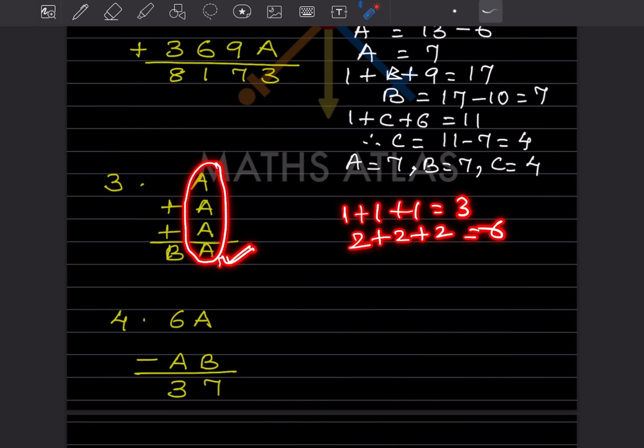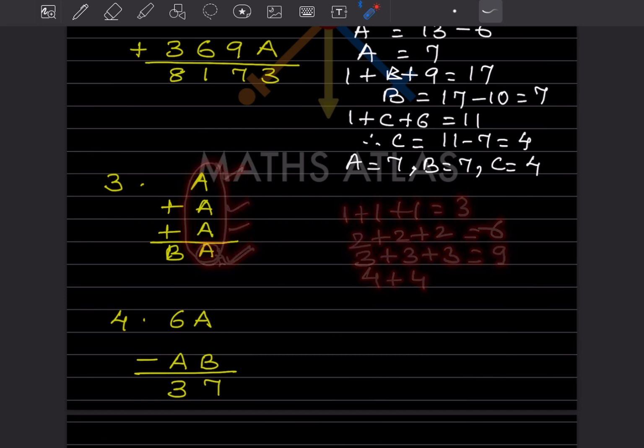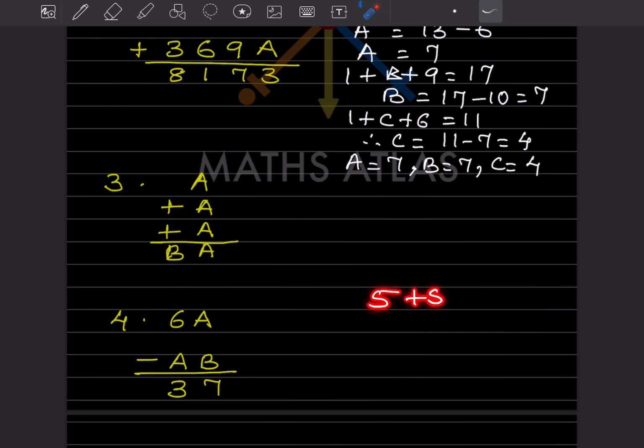But this is not possible. If we take 3 plus 3 plus 3, that is going to be 9. So this is not possible because whatever number you get here, that same number should be here. 4 plus 4 plus 4 is going to be 16. But if we take 5 plus 5 plus 5, that is going to be 15. Hope you got this. So 15 means 5 will be here and 1 will be here.